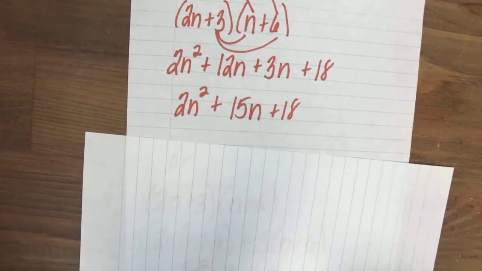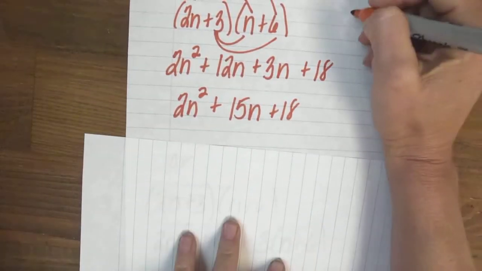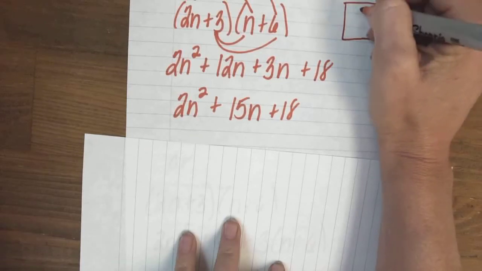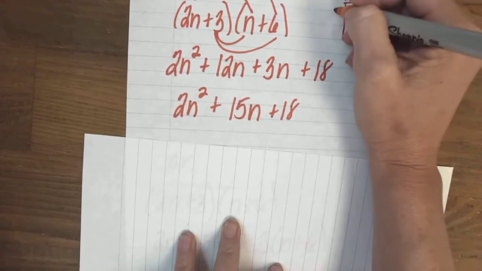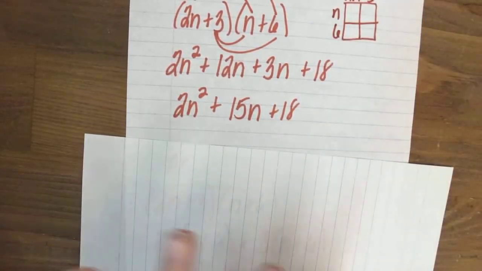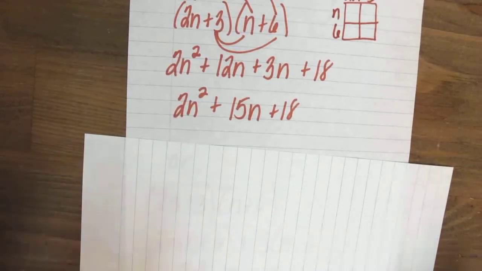I know some of you might have also done a box with it, where you would say it's two things by two things. You'd write one of them at the top and one down the side and fill that in. That's fine too. Okay, I just want to show you another way of doing it that might become helpful as we move on.